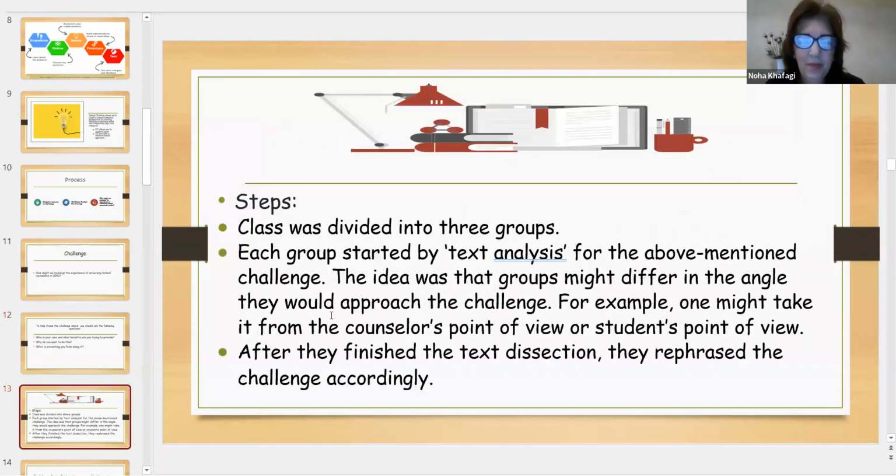Now the steps. Remember that I am using the design thinking approach to practice and to improve their critical thinking, critical reading, summarizing skills, all the learning outcomes I shared with you. So the class was divided into 3 groups. Each group started by text analysis. At the beginning, you have the challenge, and then they tweak it and work on it. And the idea was the groups might differ in the angle they would approach the challenge, and this is really what happened. For example, one might take it from the counselor's point of view or the student's point of view. After they finish the text dissection, they rephrase the challenge accordingly.